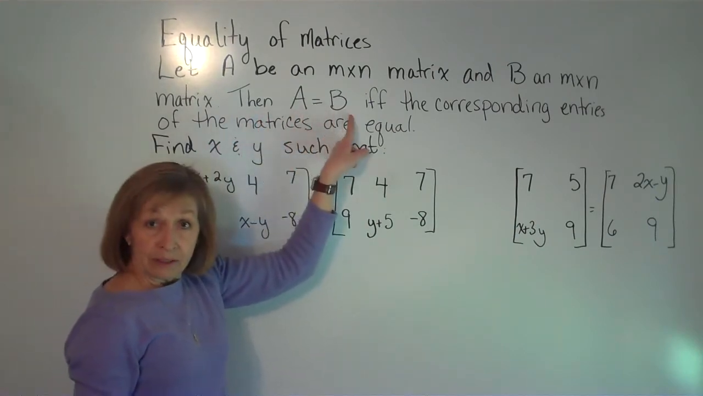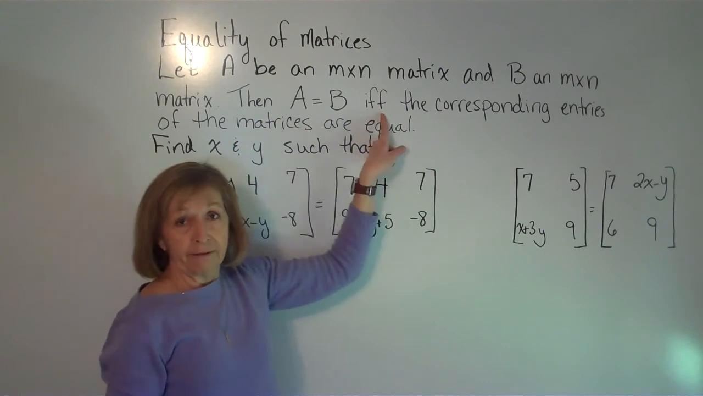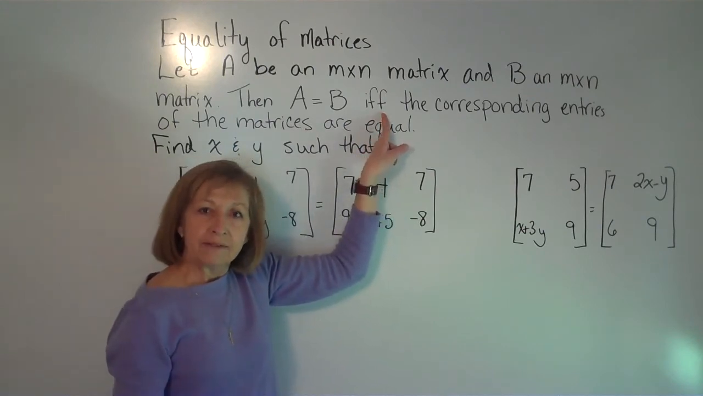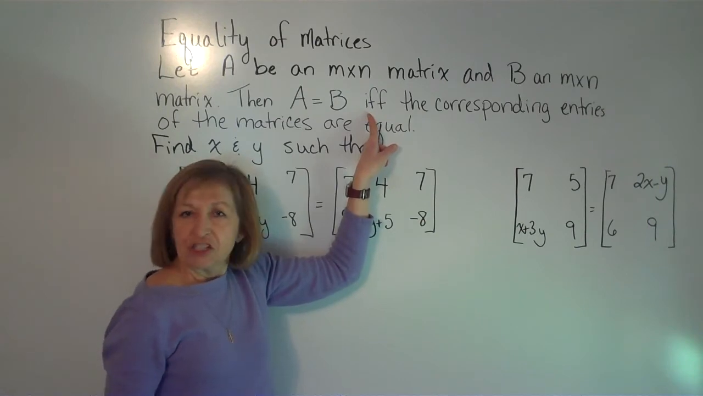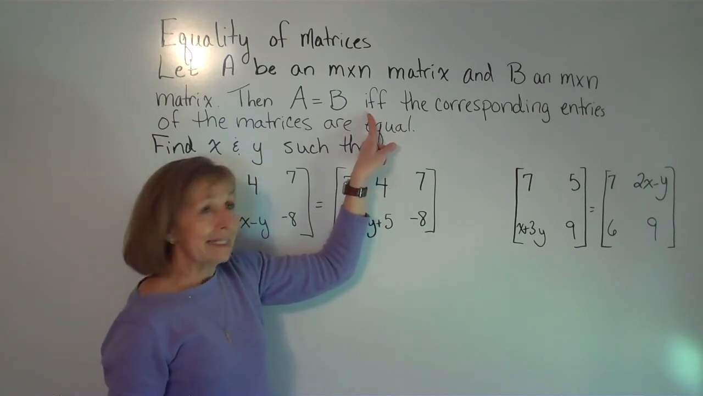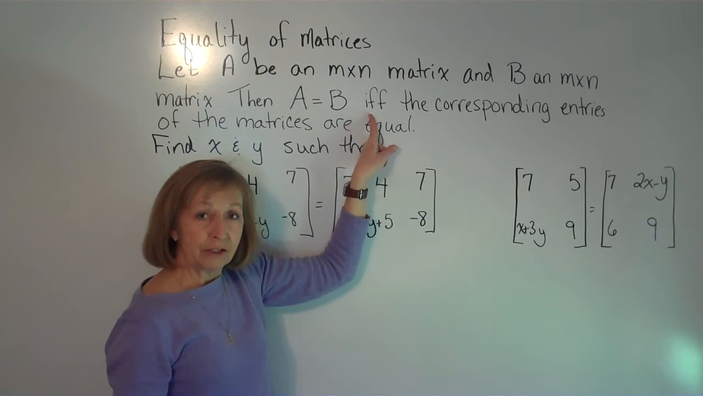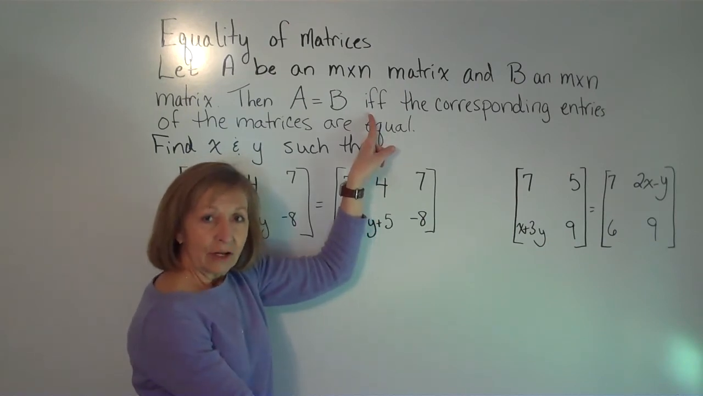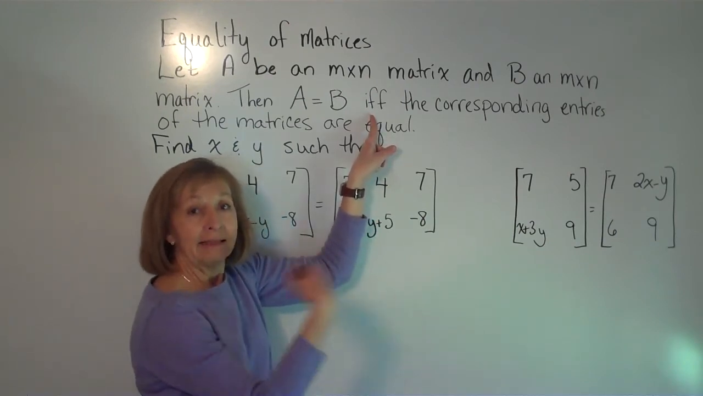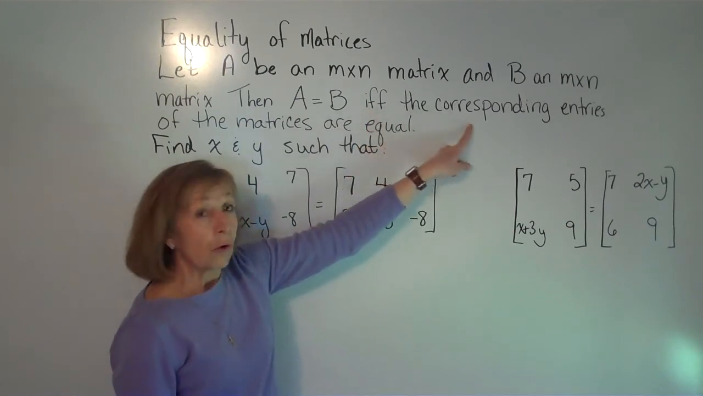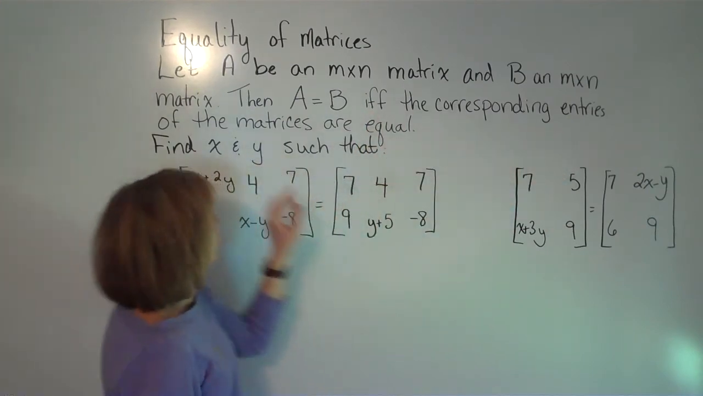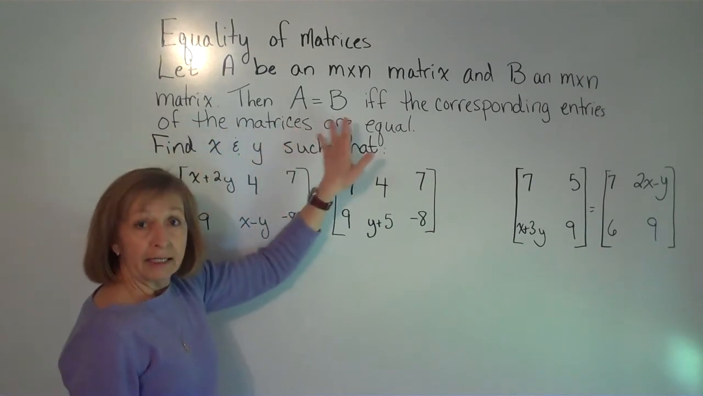Then A is equal to B if and only if. So when you have "if" with two F's in a mathematical setting, in a definition or theorem, that means that it goes both ways. So if this is true, then the next thing is also true, or if you have the next thing, then this is true. So if and only if the corresponding entries of the matrices are equal.